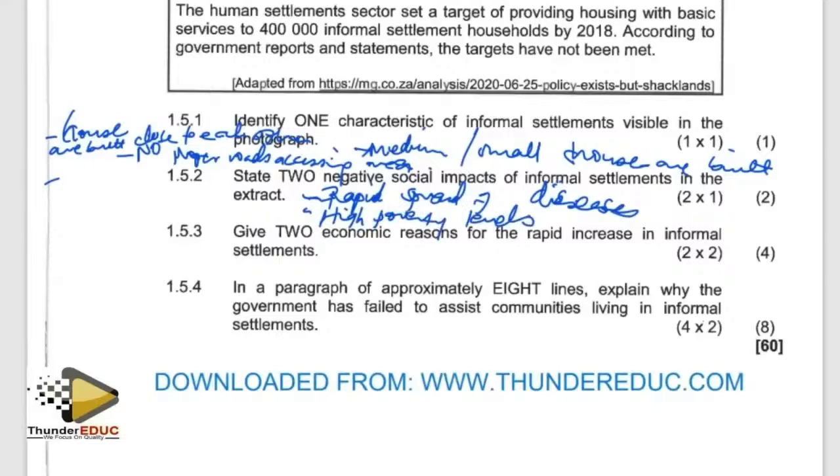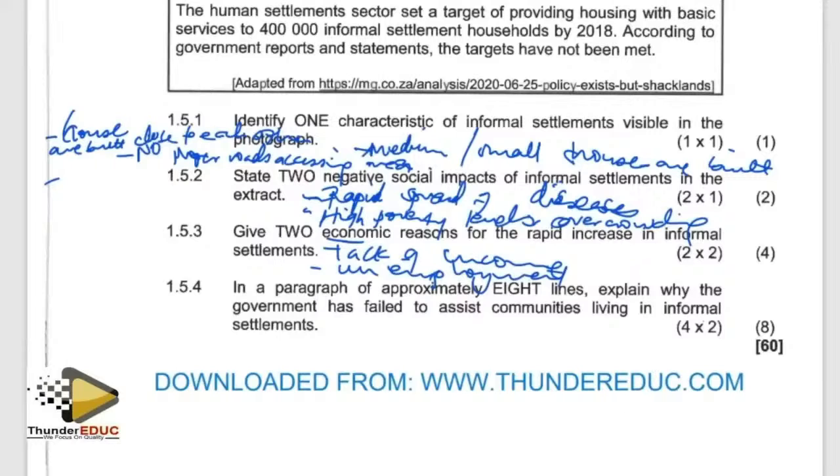That is also social. You can talk about overcrowding. That is also social, but they need two anyway. Give two economic reasons for the rapid increase of socials. Why are they increasing, but they're only looking for economic? So we can say lack of income. Okay. Then there is high rate of unemployment. All those ones can be economic.